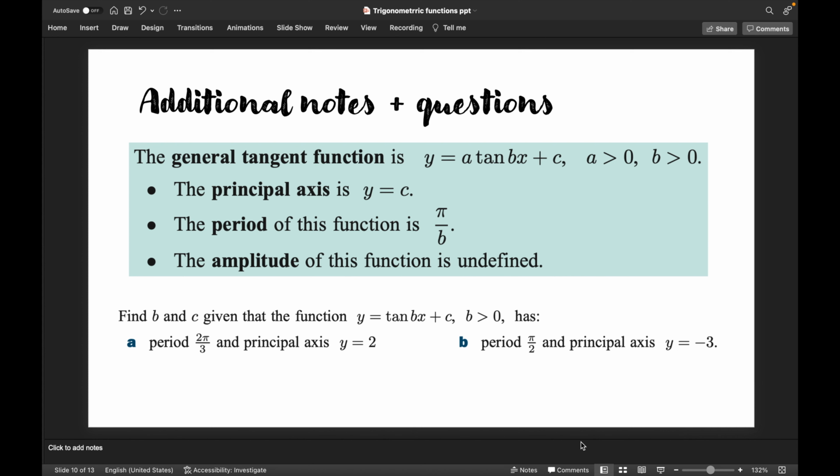First, try to solve these questions and then we'll work through it together. Okay, now let me read the question. Find b and c given that the function y equals tan bx plus c has a period of 2 pi by 3 and a principal axis of 2.